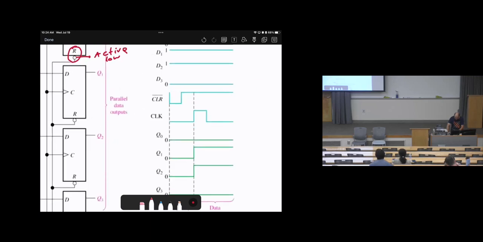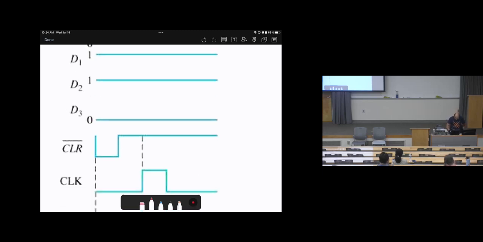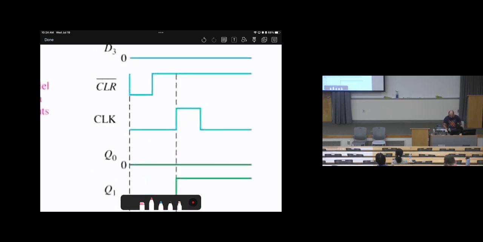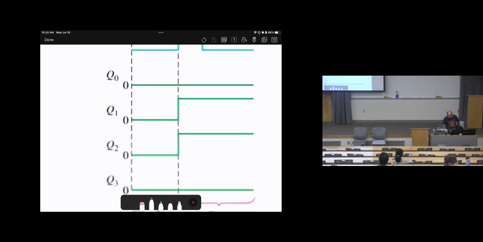So let's assume this scenario. Let's assume the inputs D0, D1, D2, D3, all of them like this: 0, 1, 1, 0. And let's assume these inputs are not changing at all. They are constant inputs. So we have the clear signal, we have the clock signal that will make updates, and we have Q0 up to Q3.